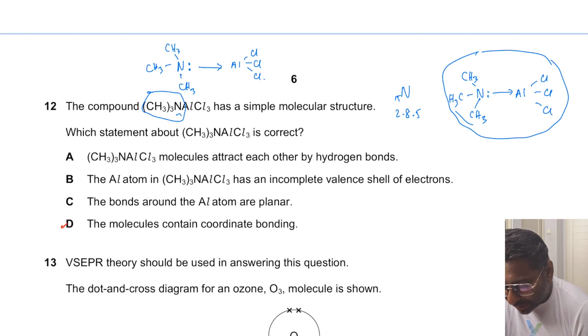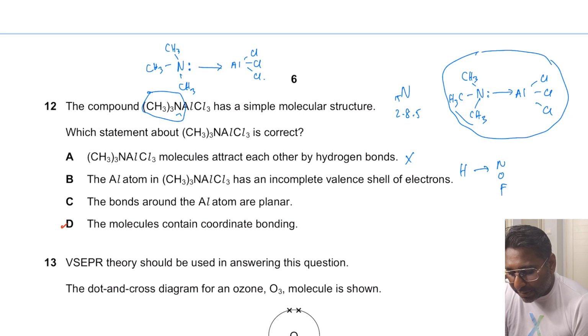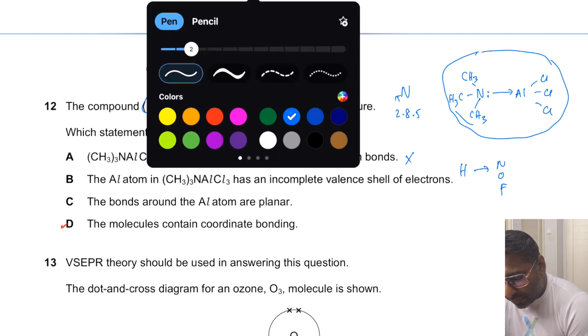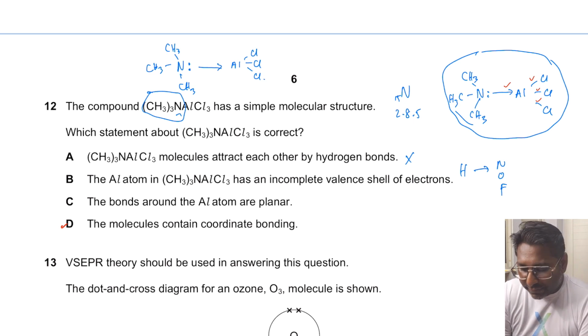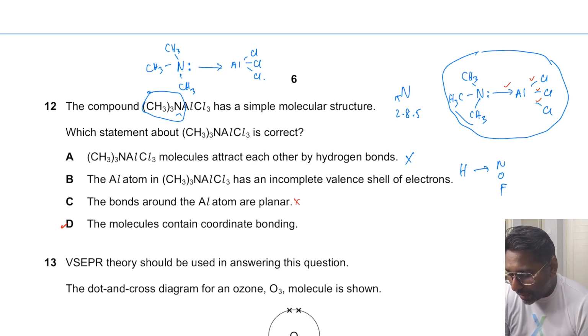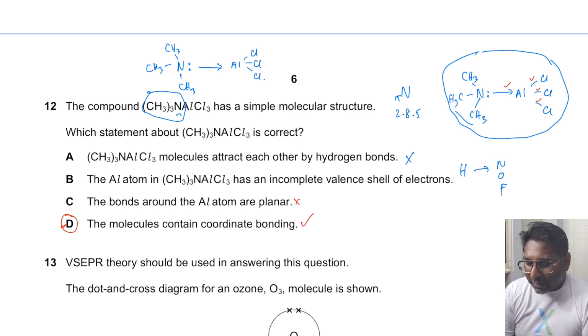They attract each other by hydrogen bond. No, there is no hydrogen bond over here. Why? Because hydrogen bond is the bond between hydrogen and N, O or F. I don't see anything over there. The aluminium atom has an incomplete valence shell of electrons. The aluminium over here is complete now because it is receiving the electrons. The bonds around aluminium are planar. If you look over here, there are a total of 4 bonds, which means we are looking at tetrahedral. So it's non-planar, because tetrahedral is a 3D structure. So that's wrong. The molecules contain coordinate bonding. As I told you, it contains coordinate bonding, or dative bonding. So the answer is going to be D.